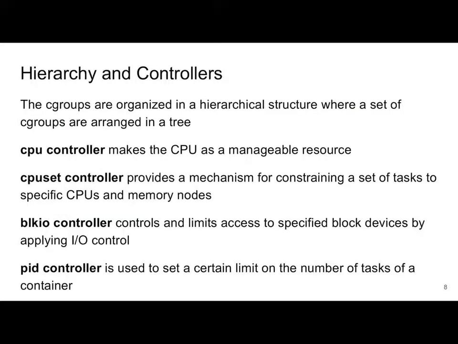The C groups are organized in a hierarchical structure where a set of C groups are managed in a tree. There are four controllers used by C groups. The CPU controller makes the CPU a manageable resource. The CPU set controller provides a mechanism for constraining a set of tasks to specific CPUs and a memory node. The Block IO controller controls and limits access to specified block devices by applying IO control. The PID controller is used to set a certain limit on the number of tasks of a container.